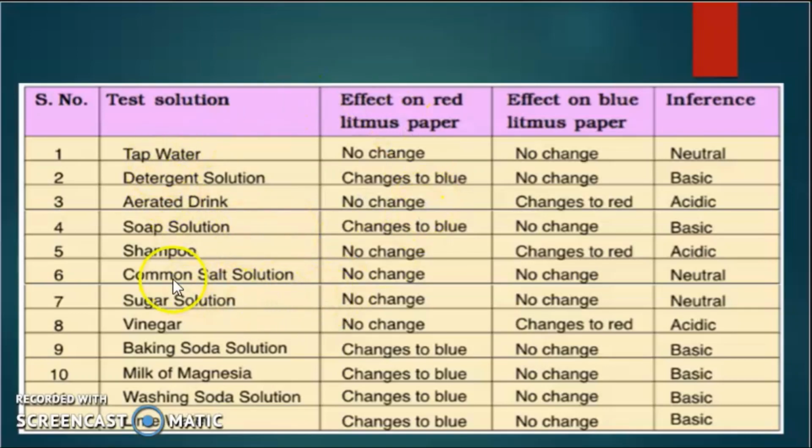So this is the table. A number of solutions have been tested, and we can observe the change in color, and then we can infer whether a solution is acidic or alkaline or basic.